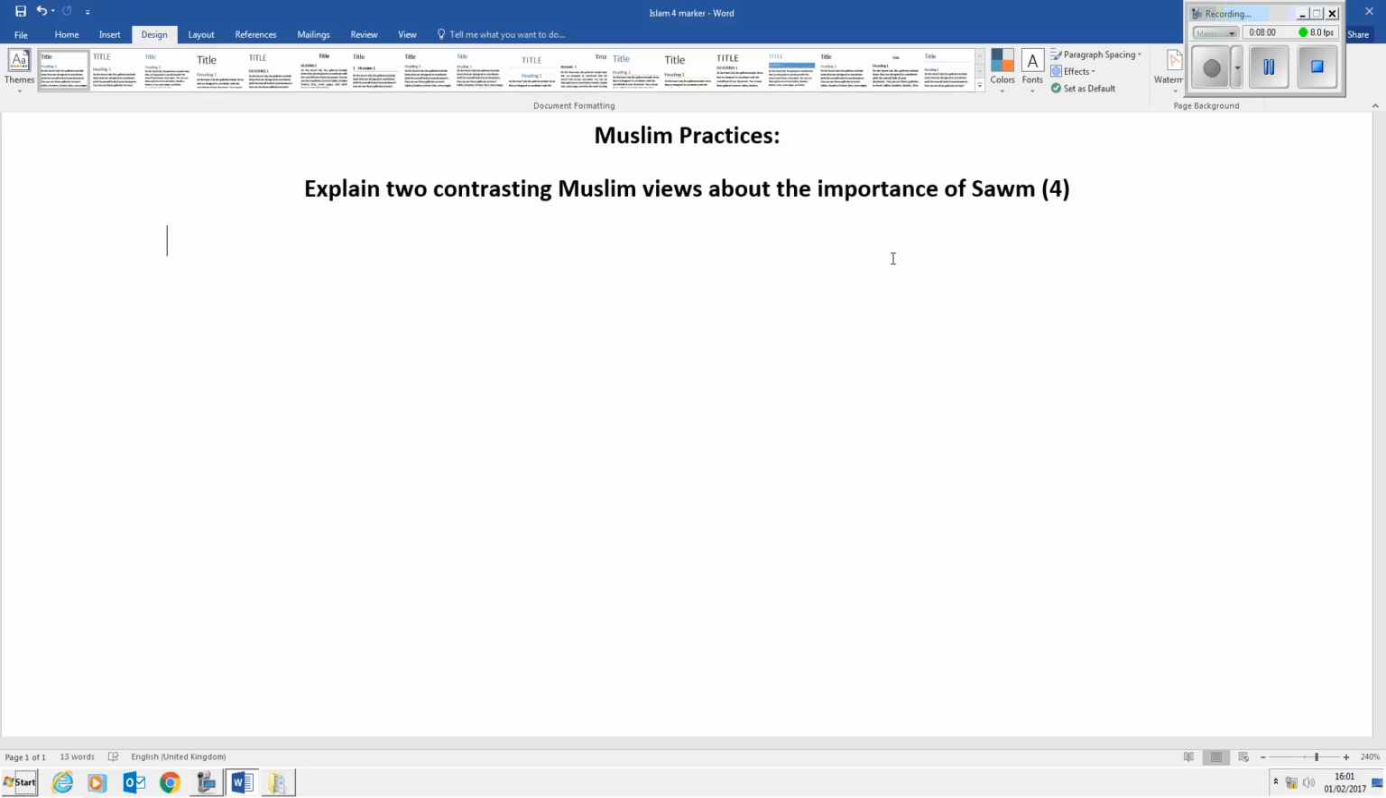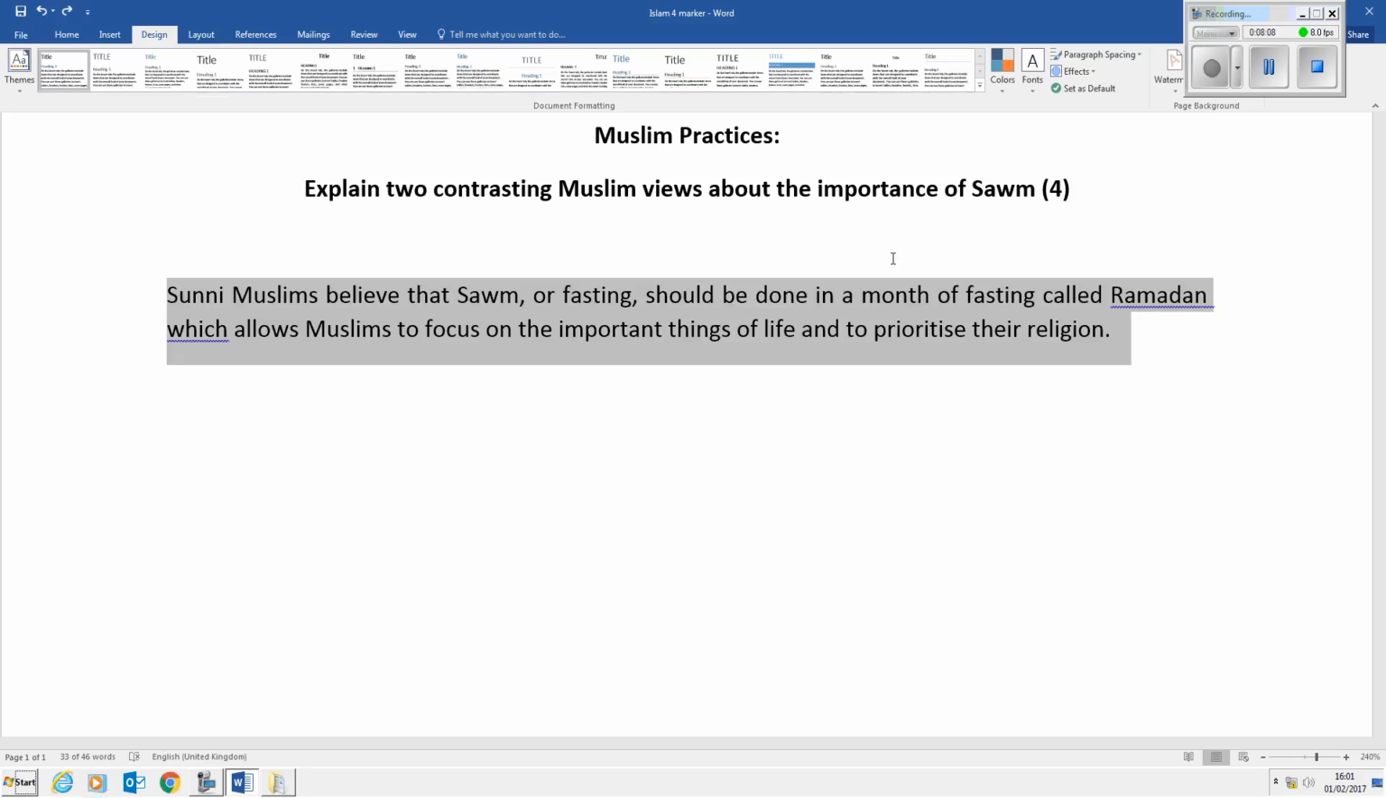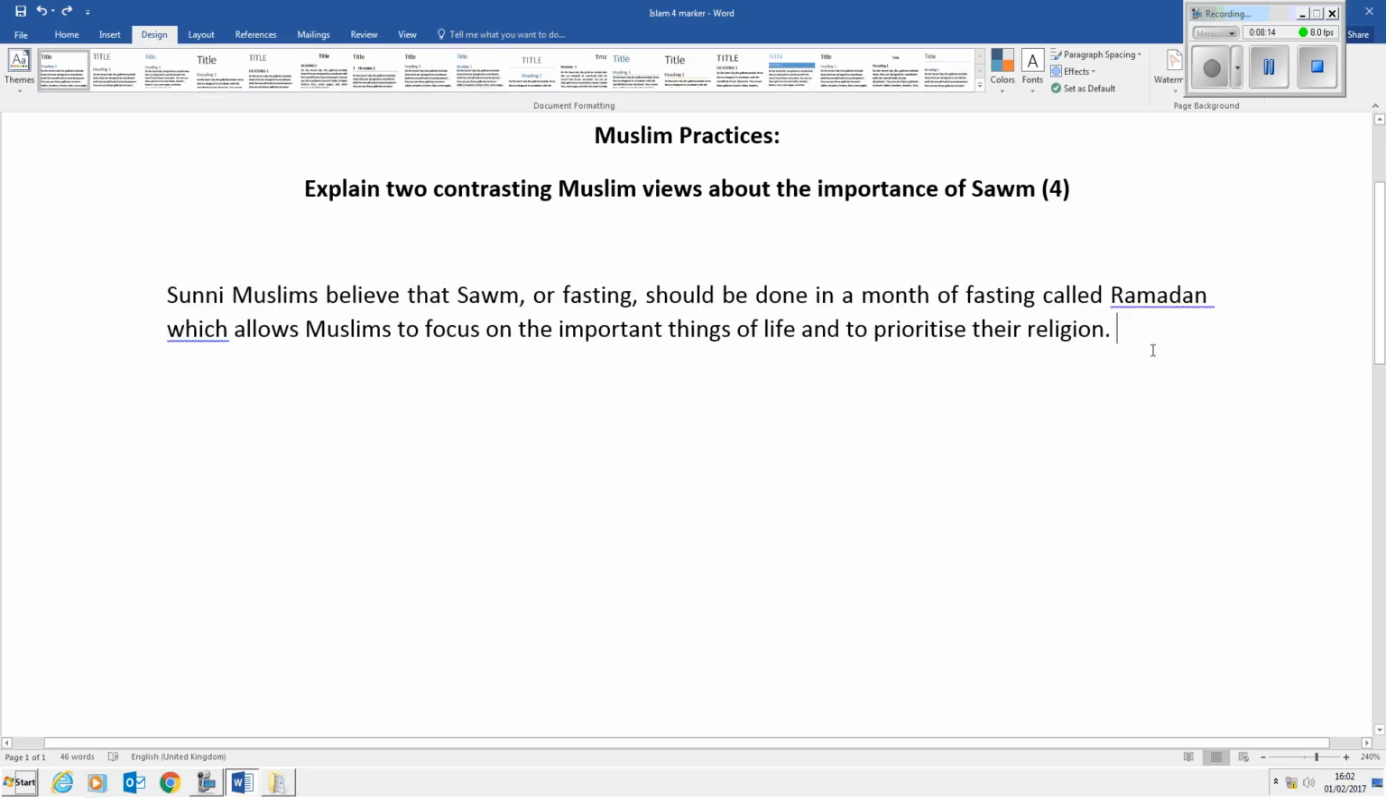And welcome back. Hopefully you guys did really well. Let's see how we started our first paragraph. I'll read it out: Sunni Muslims believe that Sawm, or fasting, should be done in a month of fasting called Ramadan, which allows Muslims to focus on the important things of life and to prioritize their religion.